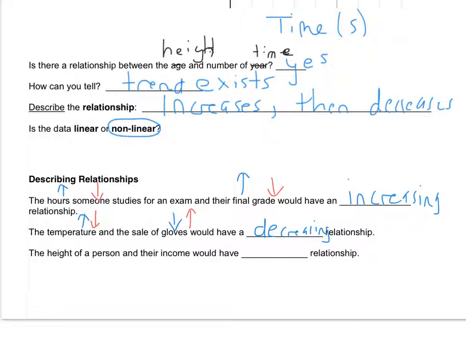And finally, the height of a person and their income would have no relationship.